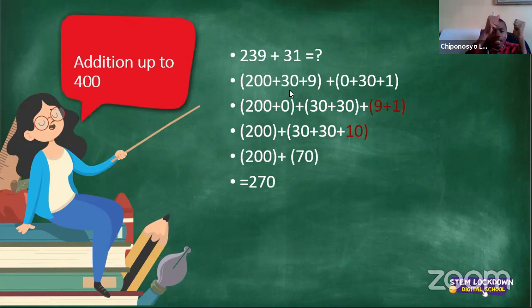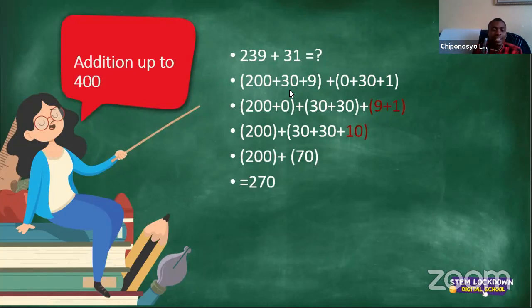So it's 200 plus 0. Why? Because 31 did not have 100. Then we go to the next one, which is 30 plus 30, because the only tens in the whole sum were 30 plus 30. Then we go to the next one, which is 9 plus 1. Then you add everything together: the hundreds together, the tens together, and the units together.